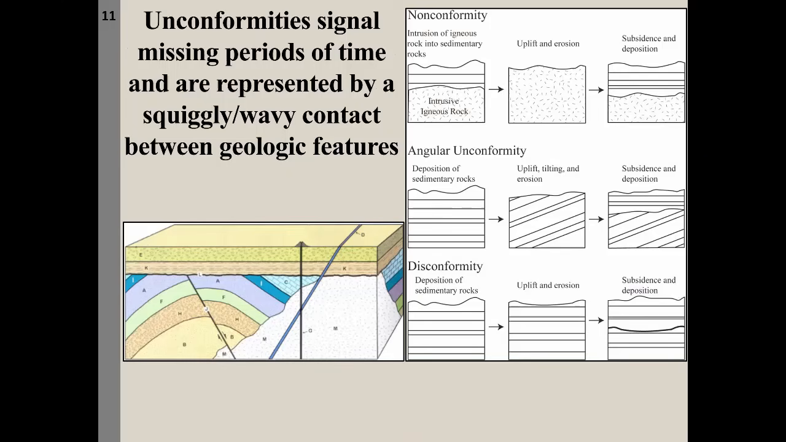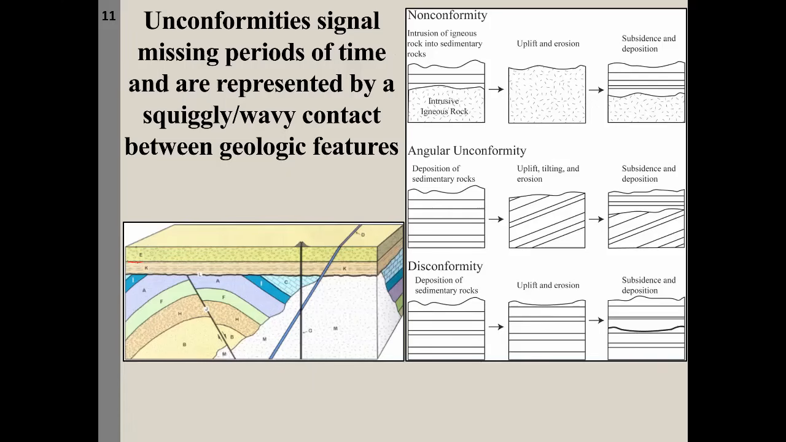Lastly, we've got unconformities. Remember I talked about those earlier? I think it was the original horizontality slide. So unconformities signal missing periods of time and are represented by a squiggly/wavy contact between geologic features. I want you to notice that in this left diagram, right, we've got E and K right here on the top 2 layers. And do you notice how E and K have a straight line between them?